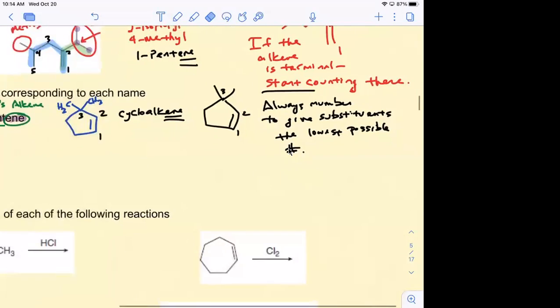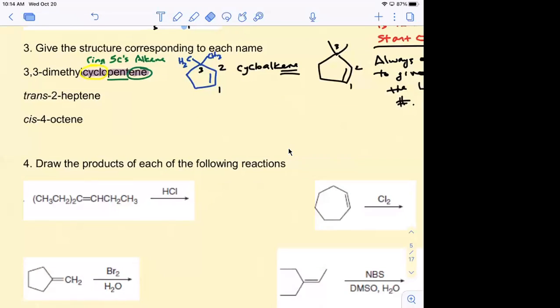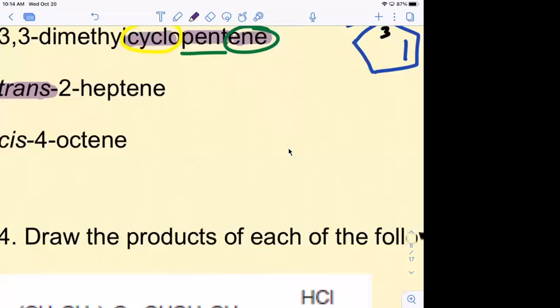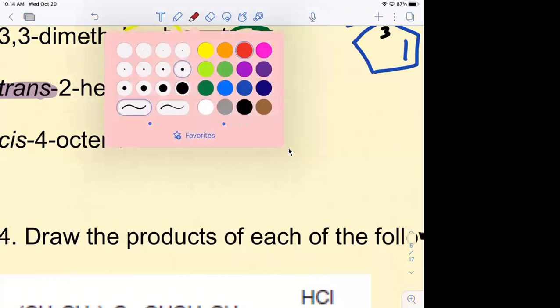All right. So let's do the next one. It says trans 2-heptene, trans 2-heptene. All right. What does that trans mean? The substituents are on opposite sides. Okay, good. How many carbons in that? What does the hep mean? 7.